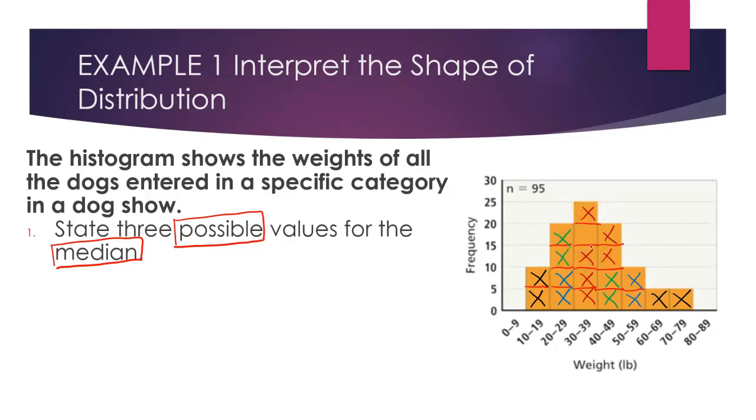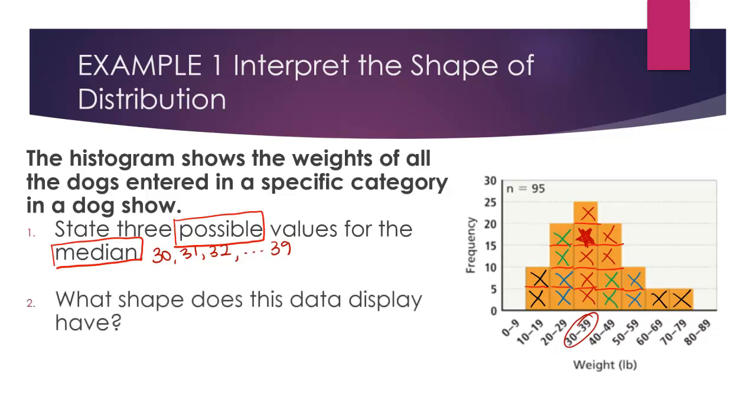It doesn't really matter what box it is in this bar, but what I can see is this bar holds the median value. So the possible median values would be anywhere from 30 to 39. So 30, 31, 32, etc., all the way to 39. It just asked for 3, but it could be any of the numbers in that bar.